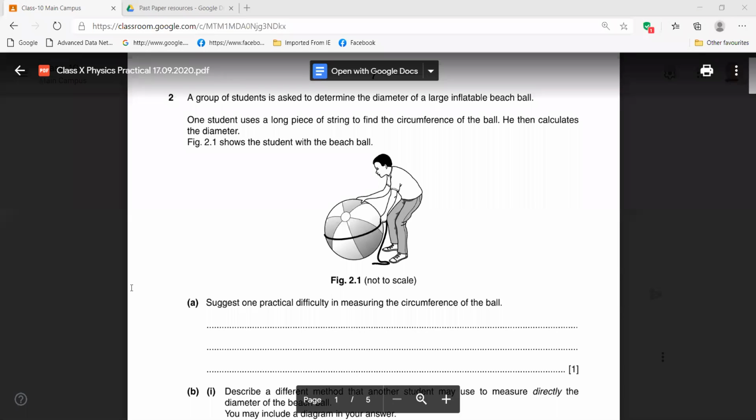What is the difficulty? Since it's an inflatable beach ball, if you put too much pressure on it, it would dent, and you wouldn't get the total circumference. So it will be squashed, right? Yeah. So you write it there in your copy.